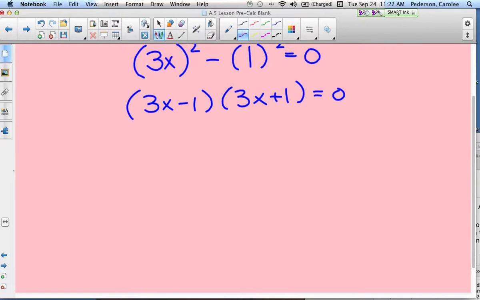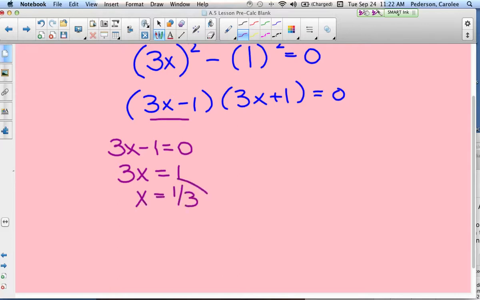So one of my factors is 3x minus 1. I'm going to set it equal to 0 and solve for x. So I'm going to add 1 to both sides and then divide both sides by 3. So one of my solutions to this equation is x equals 1/3.